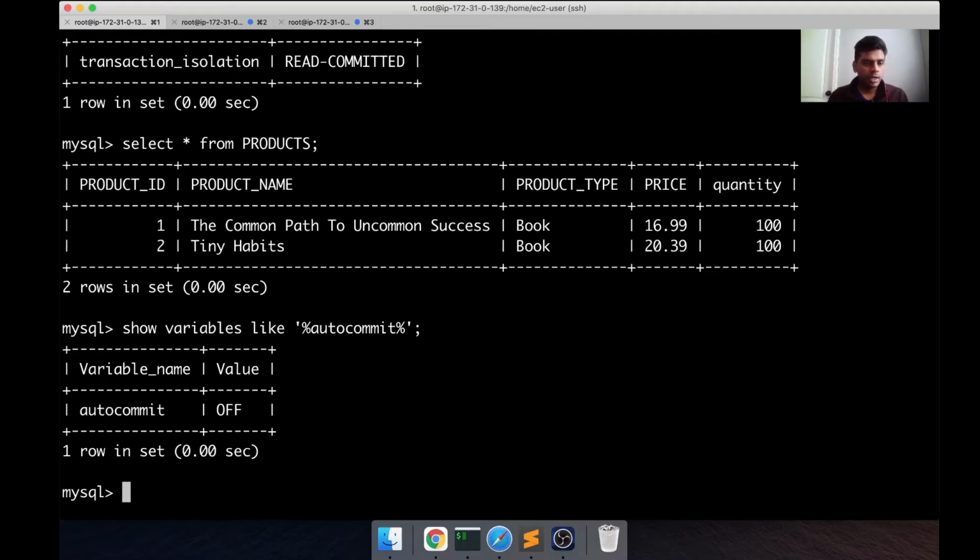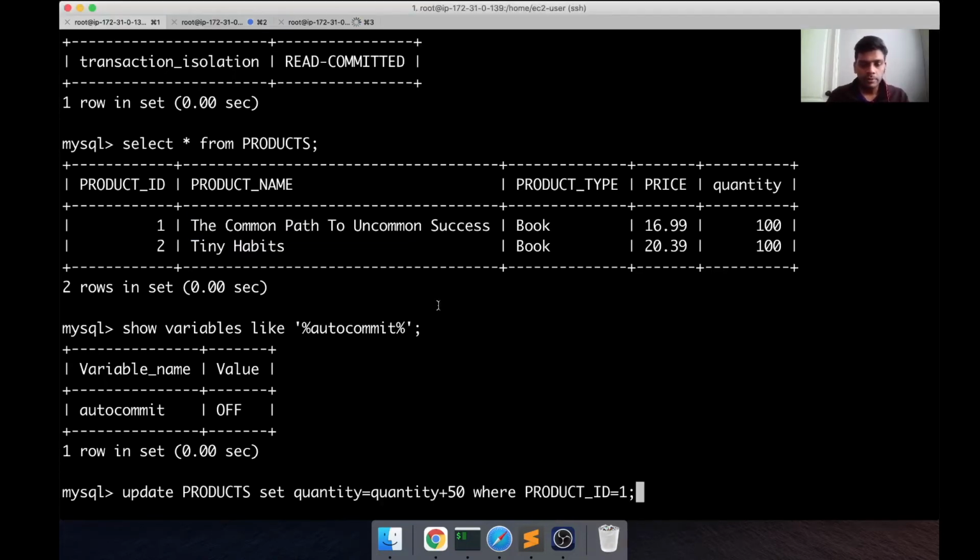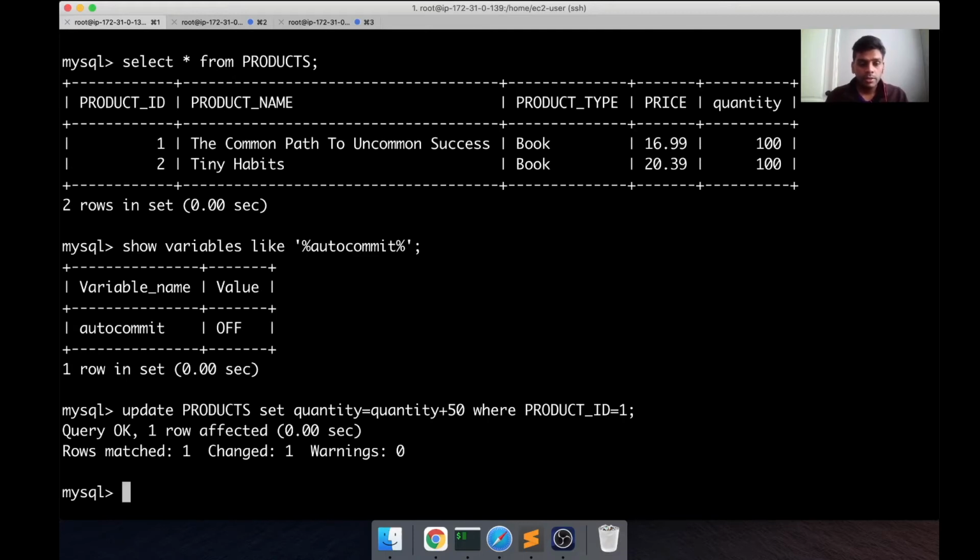So let's start with the seller. He's going on the website or a portal that he has available to update the inventory of, let's say, book one, or product one. He's going to click some buttons, which will translate to an update statement being executed in this database. Let's say he wants to increase the number of books available in the inventory, so quantity is going to be incremented by 50. That's the update statement, and he's going to run that update.